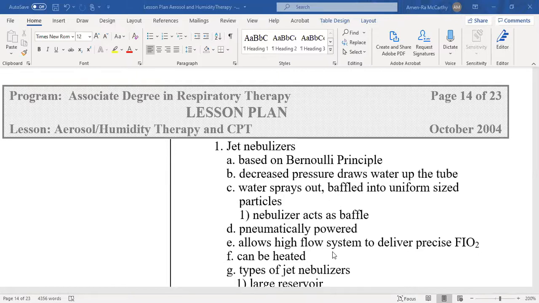1 to 3. Now it might say that one gives you 1 to 5. That don't mean it's therapeutic. Oh, okay. That's what it's saying. Yeah. Okay. All right. So the jet nebulizers.